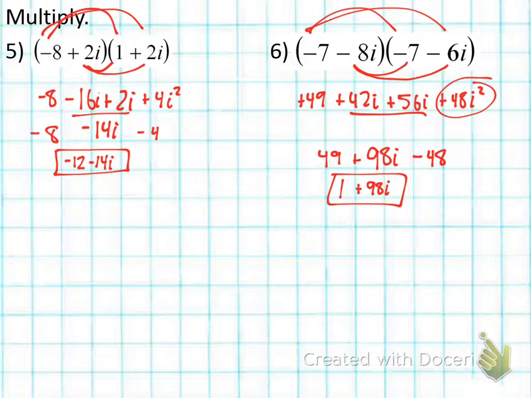I thought the i squared was 1. i squared is negative 1. i to the 4th is positive 1. So you have to get used to those. I would make a little list on the side: i to the 1st is i, i to the 2nd is negative 1, i to the 3rd is negative i.